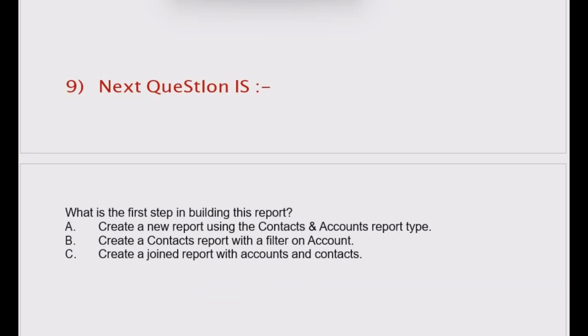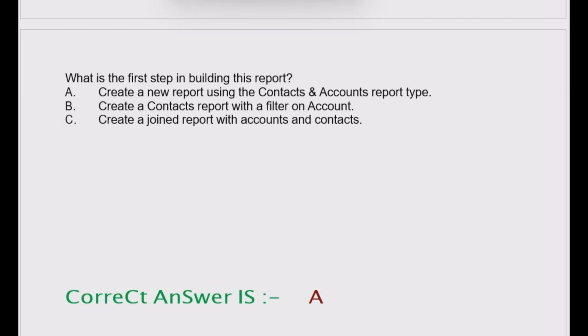Question is what is the first step in building this report? Option A create a new report using the contacts and accounts report type. Option B create a contacts report with a filter on account. Option C create a joined report with accounts and contacts. Correct answer is option A.